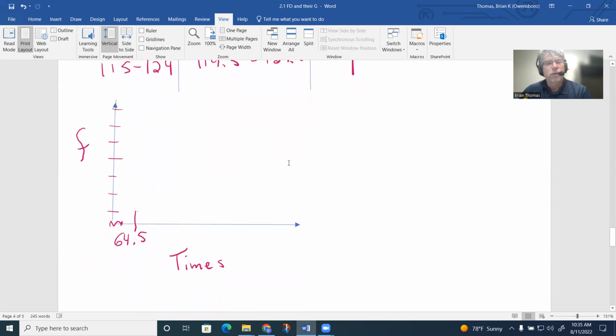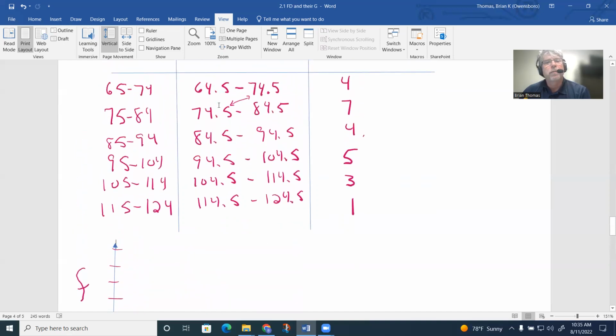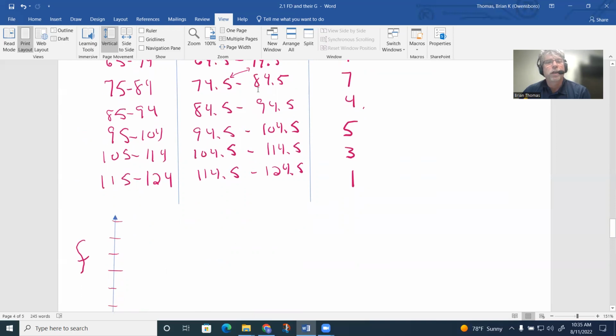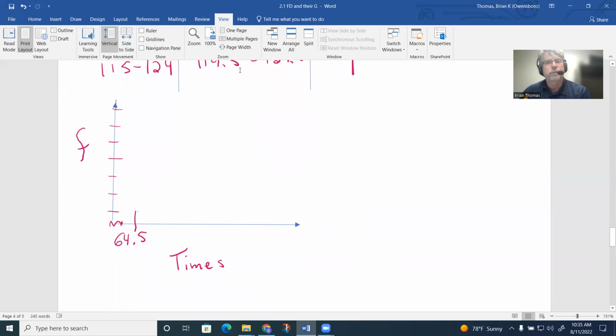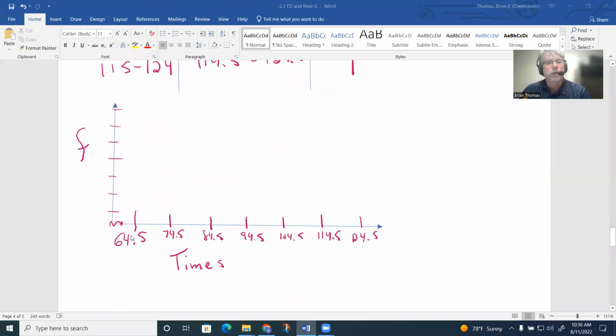So from here, I want to start creating the class boundaries. These are going to be my lower boundaries and these are going to be my upper boundaries. Remember, the upper boundary and lower boundary are going to be shared by the same tick mark. So I'm going to pause the video and generate these tick marks here. Notice my class boundaries: I had 64.5 to 74.5, so that's going to be my first boundary. And when I move to my next spot, I'll have 74.5 to 84.5.